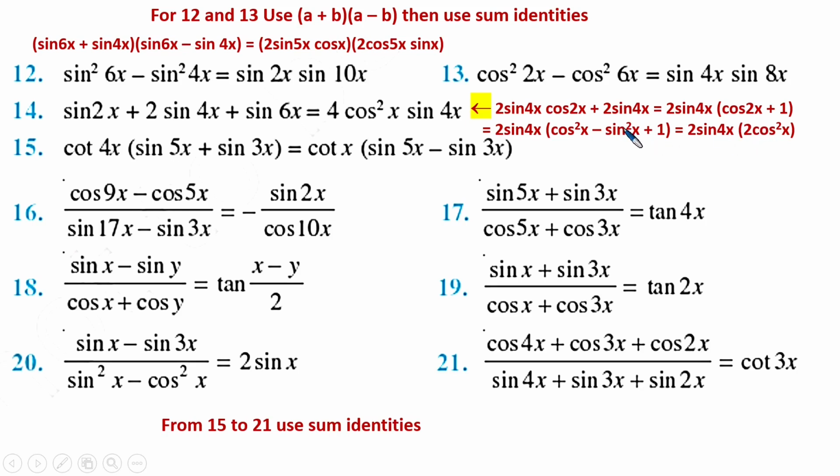So you have cos square x here and this cos square x, 2 cos square x. So this is the answer, which we have to prove. That is 2 into 2 is 4 cos square x into sin of 4x.